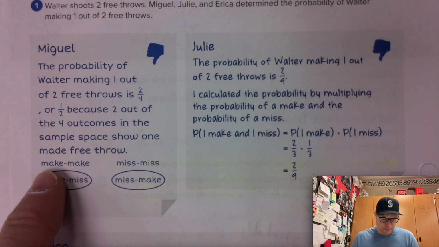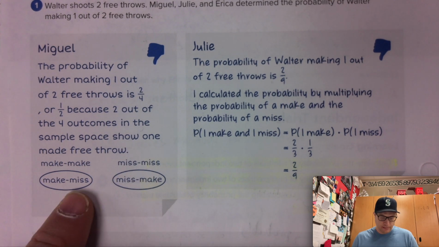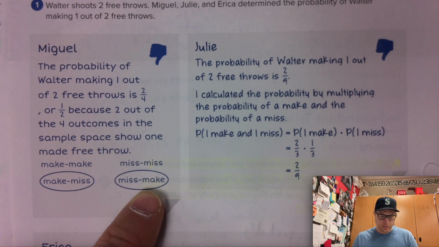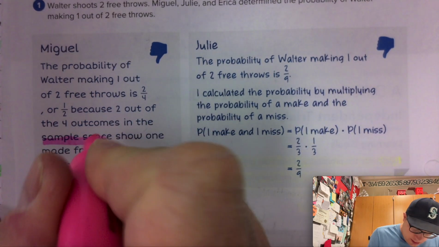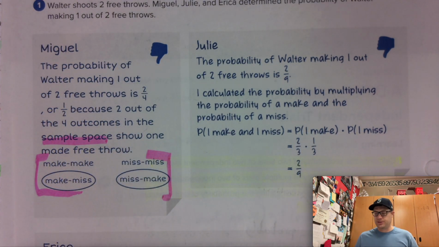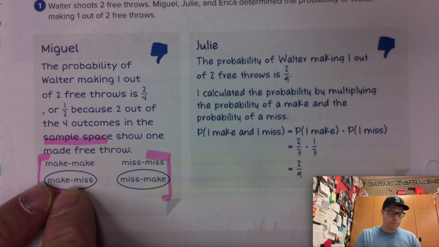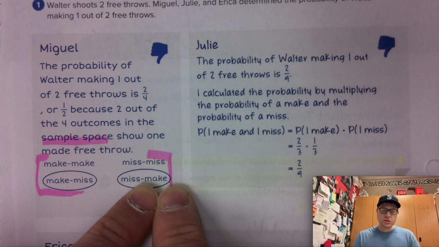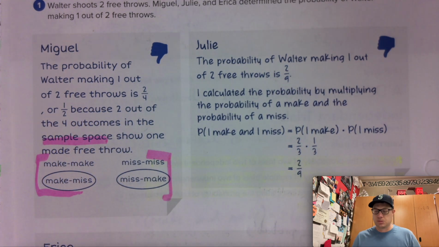Wait, what is this? Make, make, miss, miss, make, miss, miss, make. So this is a sample space, and these are all possible arrangements of outcomes that Walter could have while he's shooting. So Walter could make them both. Walter could miss them both. Walter could make the first, miss the second, miss the first, make the second, right? So these are just the sample spaces.